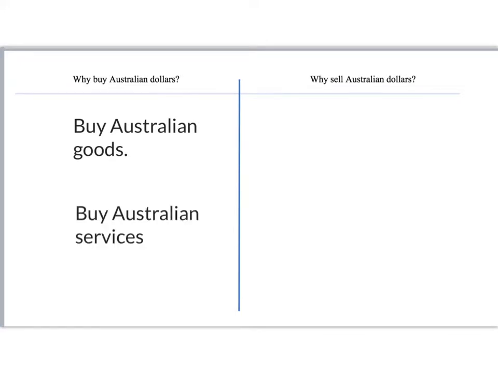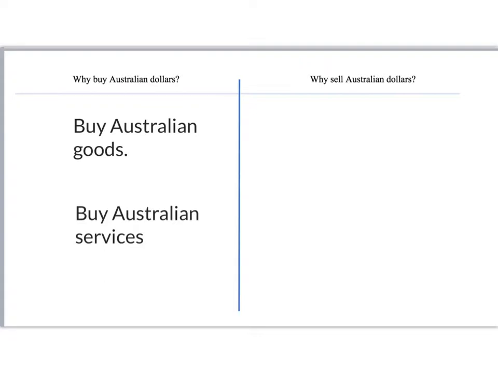Another reason is that someone from overseas might want to buy some Australian services. So, for example, somebody from India might want to attend an Australian university. They need to pay the fees to buy the education services from the university in Australia, and to do that they have to get some Australian dollars. They would have to sell Indian rupees to buy Australian dollars to pay for their tuition.